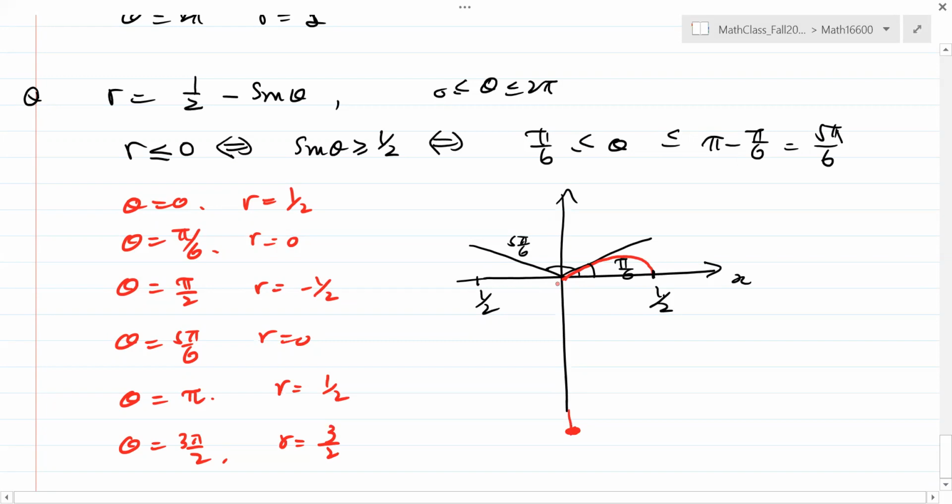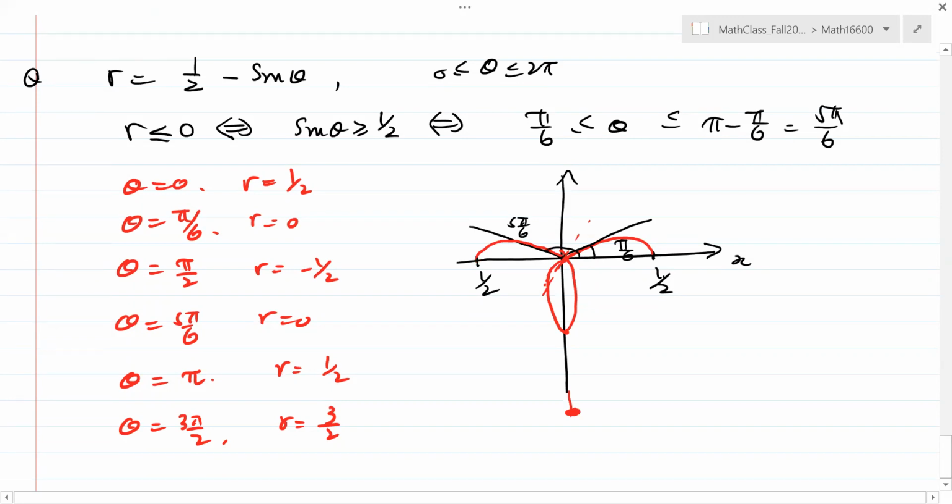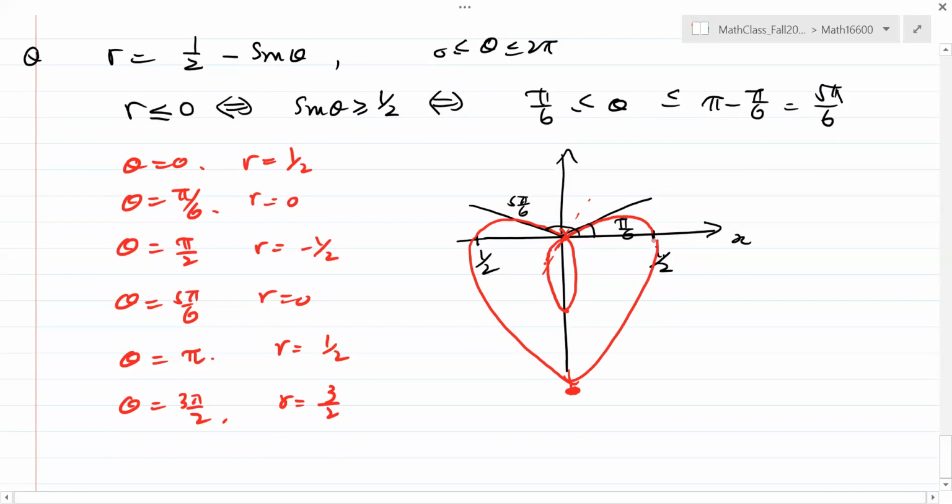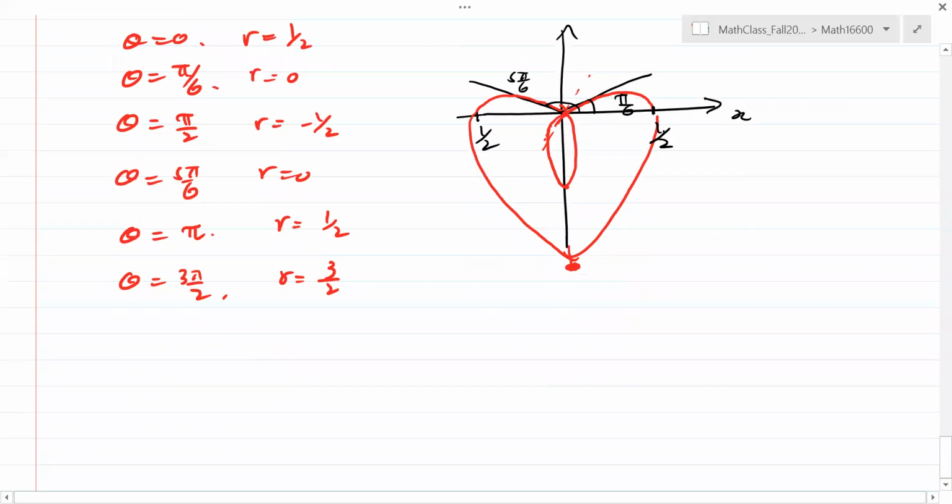But when theta increases from pi over 6, you always get a negative r. So that's why you have to draw the graph here, negative. But when theta equals pi over 2, r is negative 1/2. So it's somewhere here. You have to go the opposite direction to plot the point. It's the same coming back. And finally, all right, so this is a twisted curve.